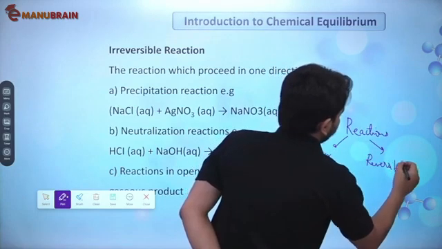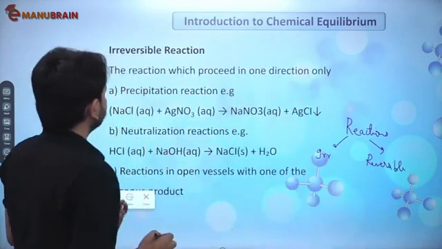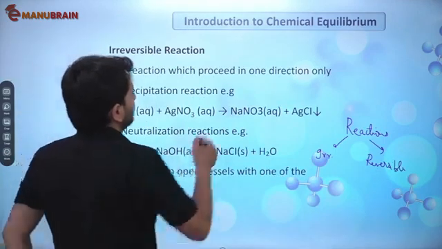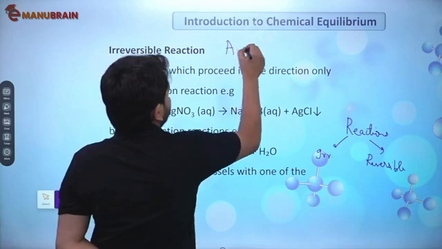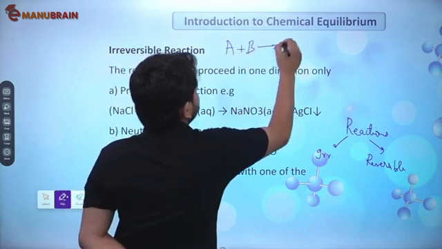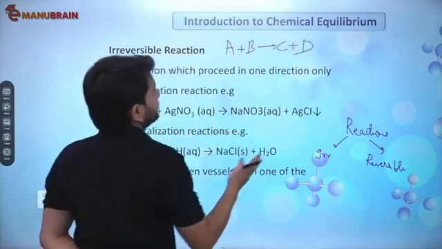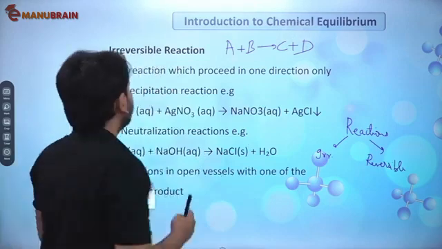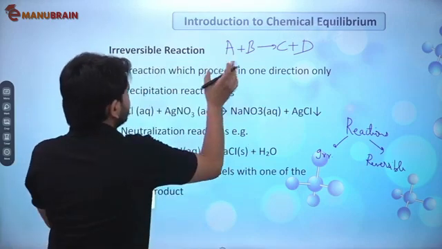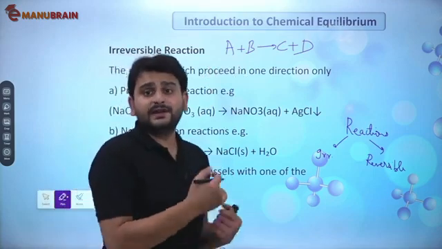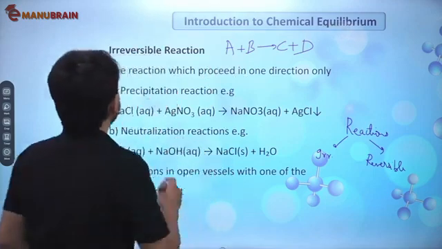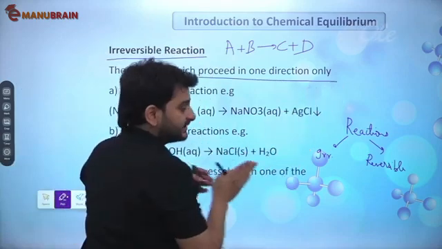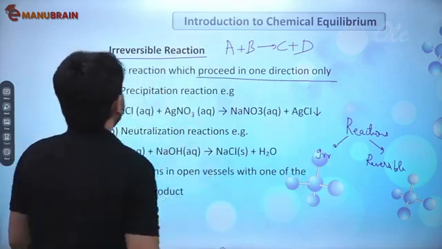If we talk about irreversible reactions, irreversible reactions proceed only in one direction. For example, if I take A plus B forming C plus D, this proceeds only in one direction. These reactions are generally very fast, and once they are completed, there is no tendency of going back, hence they are irreversible. They proceed in one direction only, that is the forward direction.